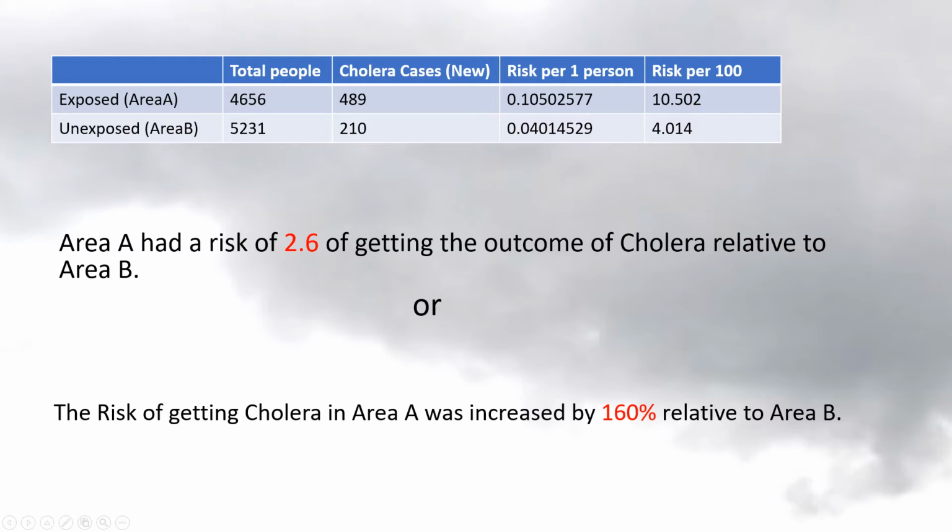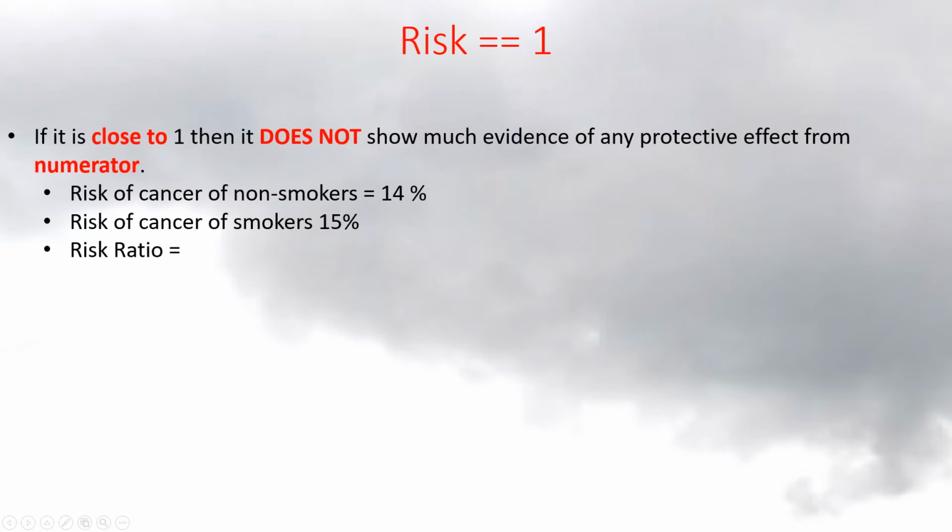That allows you to say increased or decreased, just as a rule that I'm trying to follow myself. So yeah, now I'm going to give some examples of risk where the ratio equals 1. I'm just going to make it absolutely clear for you listening at home. So it's close to 1. It does not show much evidence of any protective effect or anything.